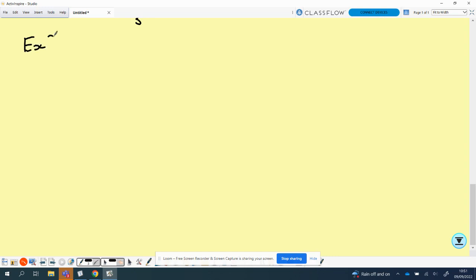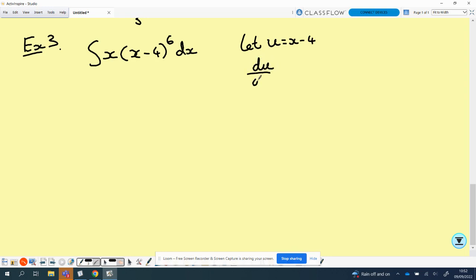So example 3, we've got the integral of x multiplied by x minus 4 to the power 6, with respect to x. Now here we're going to let x equal, not x equal, my apologies. We're going to let u equal x minus 4. So if I differentiate that, du by dx just becomes 1. And then if I rearrange for dx, I just get dx equals du.